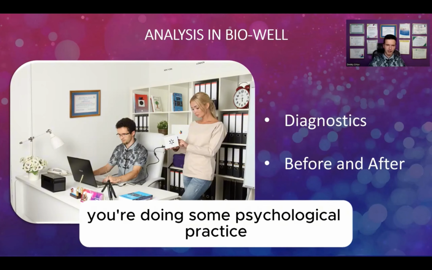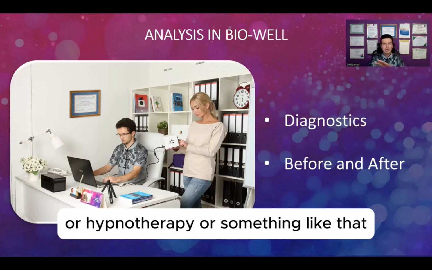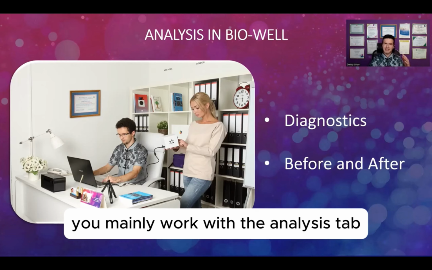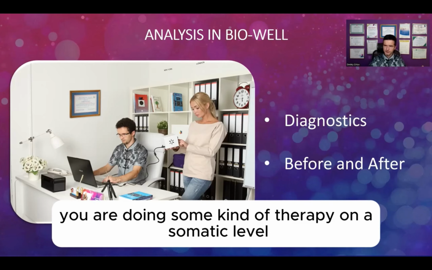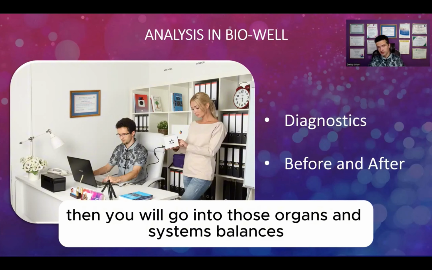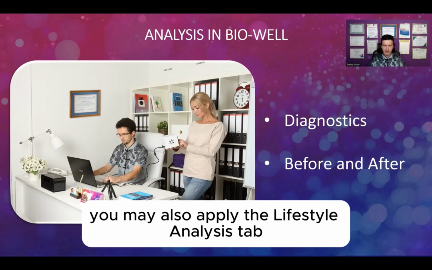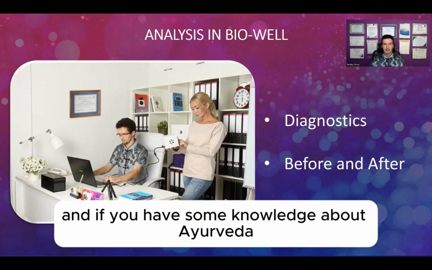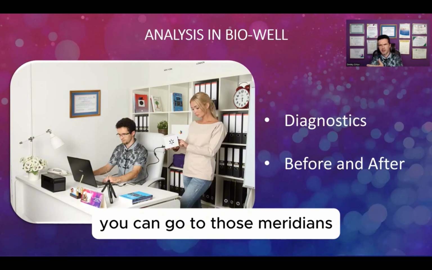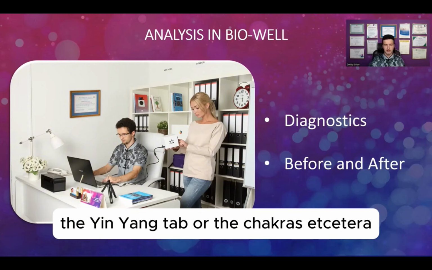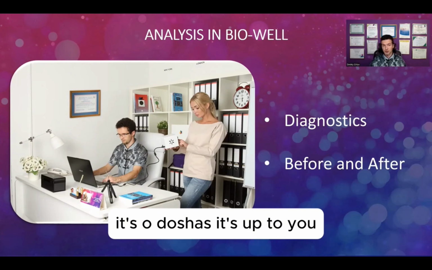You're doing some psychological practice or hypnotherapy or something like that. You mainly work with the analysis tab and the chakras or nervous center tab. That's it. If you are doing some kind of therapy on a somatic level, then you will go into those organs and systems, balances. You may also apply the lifestyle analysis tab. And if you have some knowledge about Ayurveda or traditional Chinese medicine, you can go to those meridians, the yin yang tab, or chakras, etc. Or doshas. It's up to you.